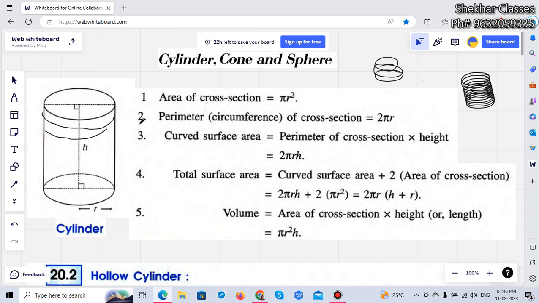This particular surface which is curved in nature, we call that a curved surface area, right? Curved surface area. Then how to find the curved surface area? That could be one question in it.